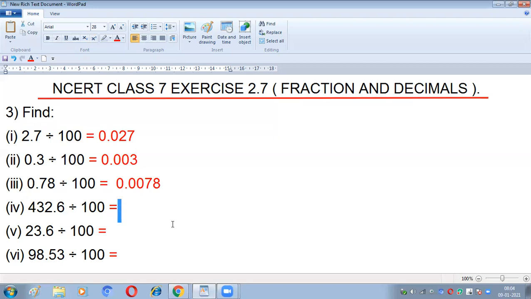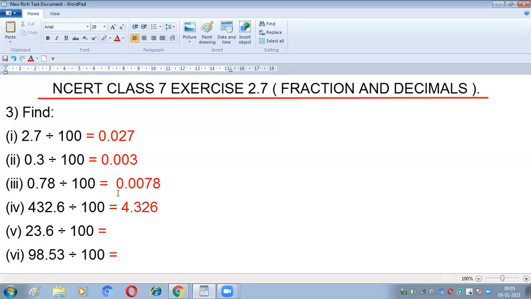Let's move to the fourth bit, and the fourth bit is 432.6 divided by 100. See, here are two zeros, so we will remove two digits before the decimal point. Here are two digits, so we are taking two digits, that is 3 and 2. So our answer of the fourth bit will be 4.326.